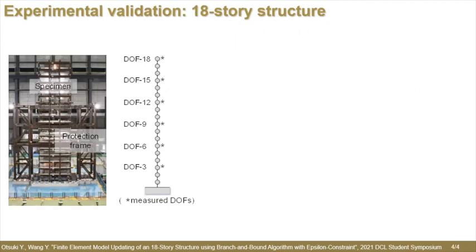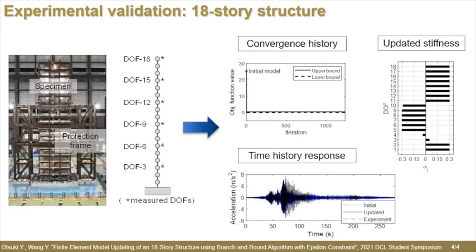We verify the proposed approach using 18DOF model and experimental data. We obtain the eigenvalues and the eigenvectors from the measurement on 6DOFs. Here are the results of the proposed approach. The B&B converges to a solution that is guaranteed to be within a certain tolerance from the global optima.